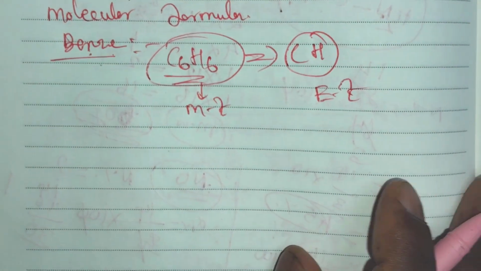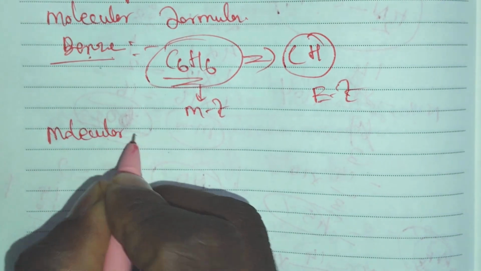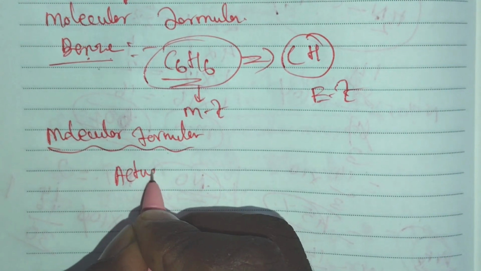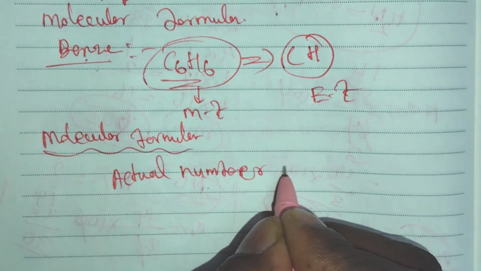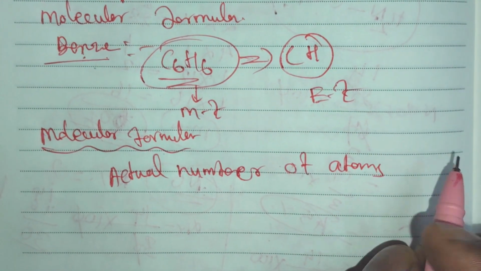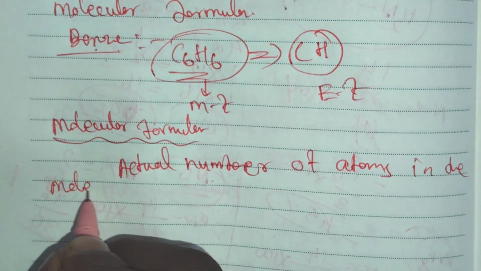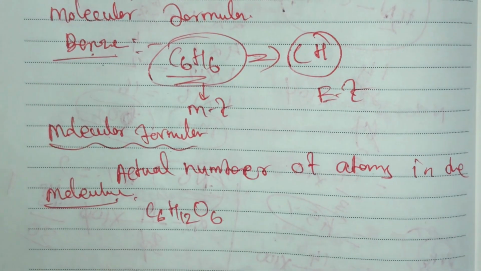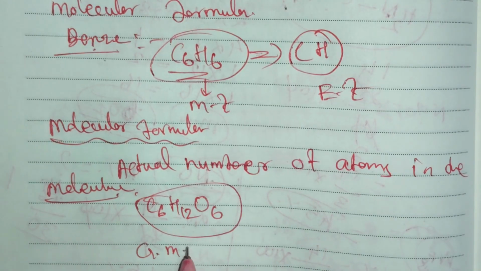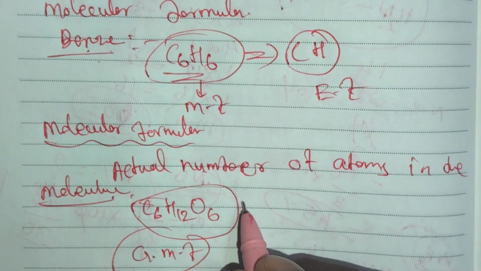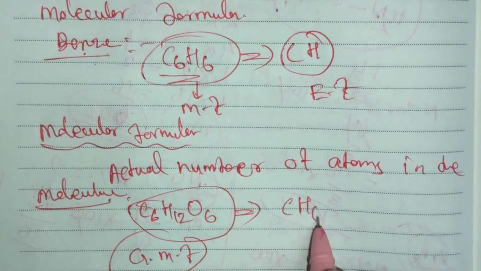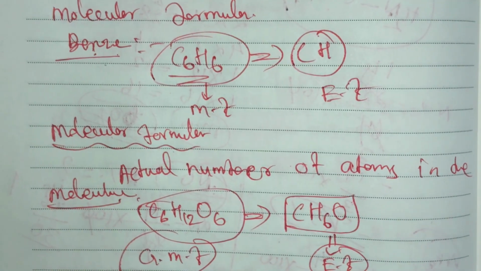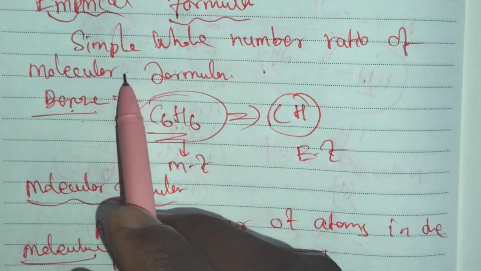Next, the molecular formula is nothing but the actual number of atoms in the molecule. That is the molecular formula. For example, C6H12O6 is the molecular formula for glucose. Its simplest form is CH2O, so this is the empirical formula. The empirical formula is nothing but the simple whole number ratio of the molecular formula.